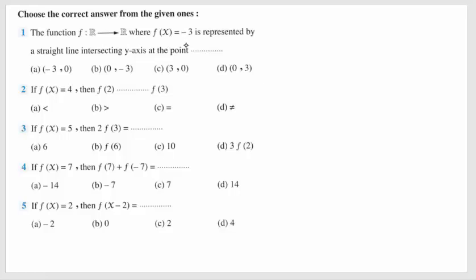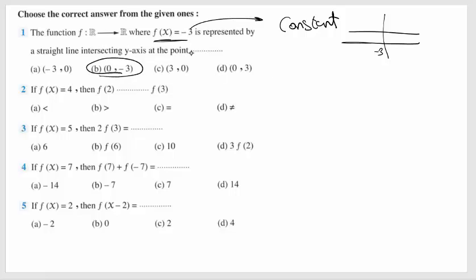The function f of x equals negative 3 is represented by a straight line. Take care, this is a constant function. So when you graph it, it will be parallel to the x-axis and passing through the point 0, negative 3, because it will be below the x-axis as its constant is a negative number. f of x equals 4. As you see, it's a constant function. Whatever you put instead of x, you will get the function equal to 4. So he's asking me which is greater, f of 2 or f of 3. I think f of 2 equals 4, and f of 3 also equals 4. So both of them will be equal.